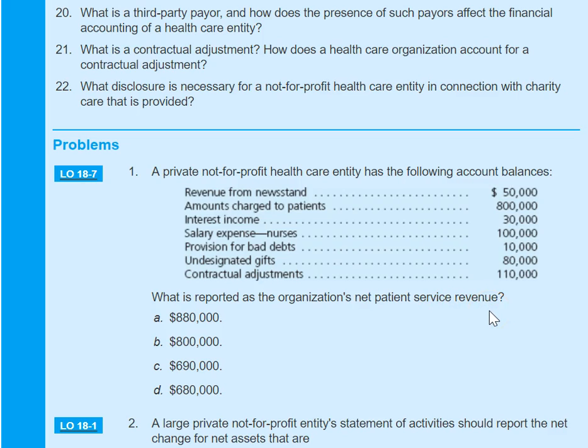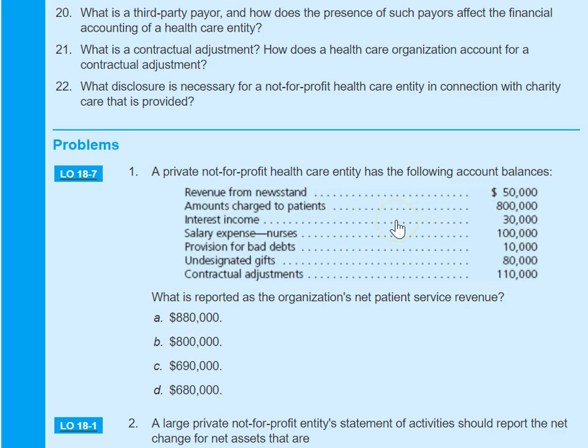So we're gonna focus on patient service related revenues, and it also says net. So let's see, first one is revenue from newsstand. It's not actually patient service related, you should not include it. Second one, amount charged to patient, this $800,000. Yes, of course, this is our pure patient service revenue amount, but we need to figure out the net amount. That means we need to consider the amount that we will not be able to collect.